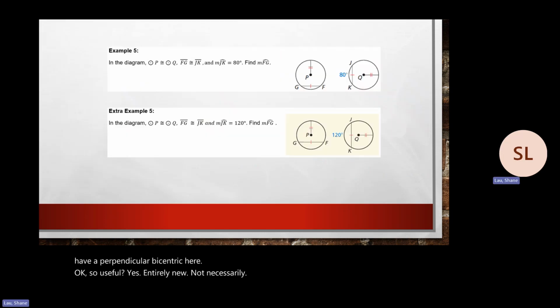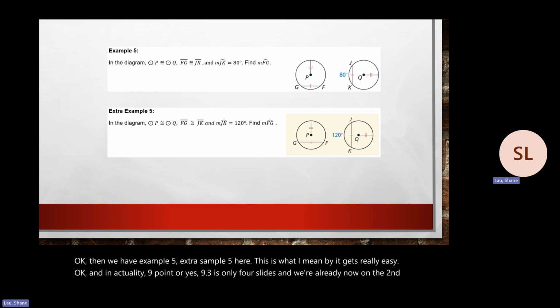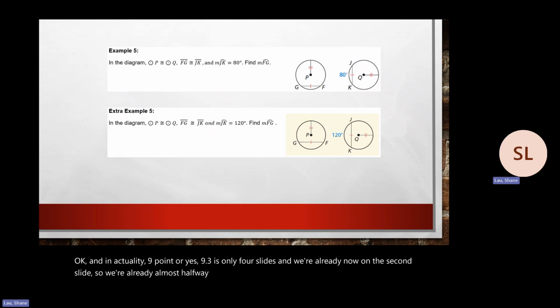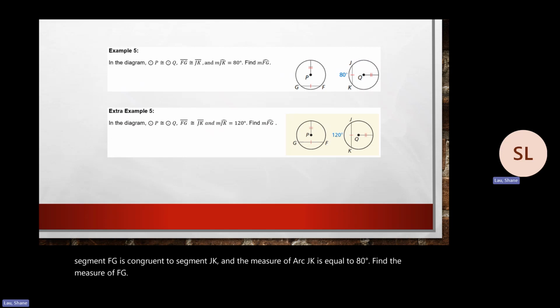Then we have example 5 and extra example 5. This is what I mean by it gets really easy. And in actuality, 9.3 is only 4 slides, and we're already now on the second slide. So we're already almost halfway there. In the diagram, circle P is congruent to circle Q. Segment FG is congruent to segment JK, and the measure of arc JK is equal to 80 degrees. Find the measure of arc FG.